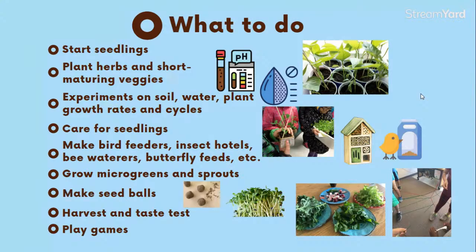But we do also plant herbs and short maturing veggies that can be harvested with your students at the end of the school year. So those are the main activities, obviously. But we do incorporate experiments on soil, water, plant growth rates, and plant life cycle. Those connect very well to science as well as math, and obviously language as always.